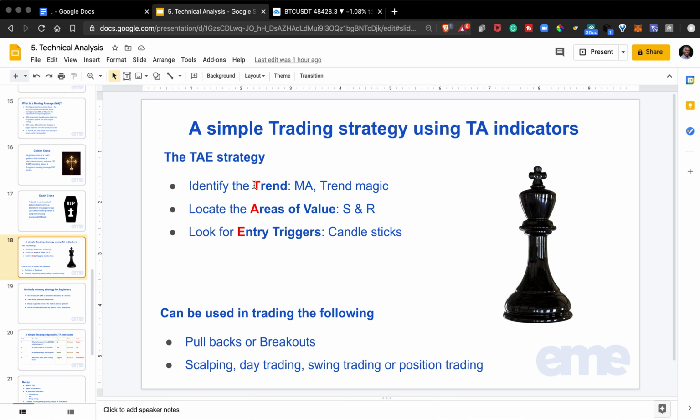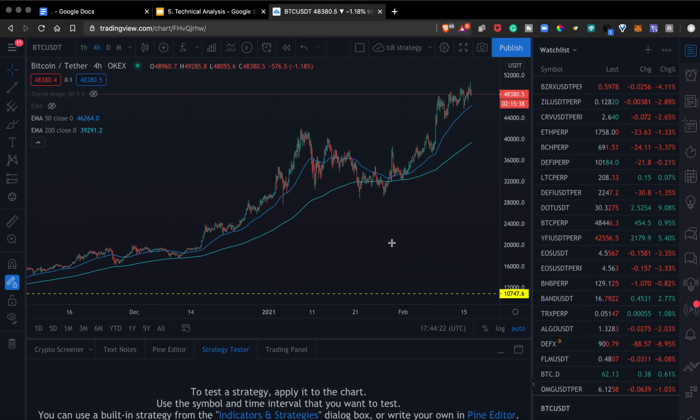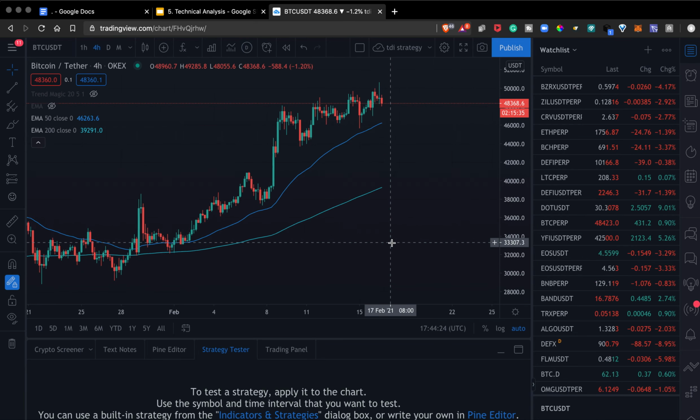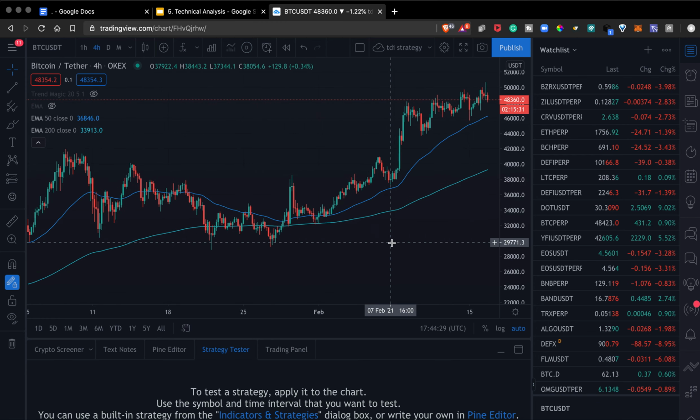The second thing to do is to locate an area of value. That's the support and resistance area. Remember, we've talked about support and resistance. Those are areas that the market is likely going to react to. And remember, you can draw your support and resistance using horizontal lines.